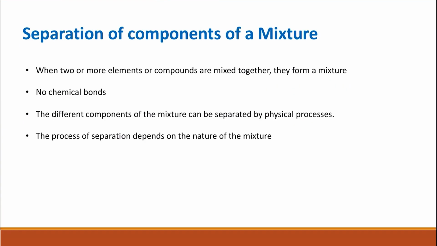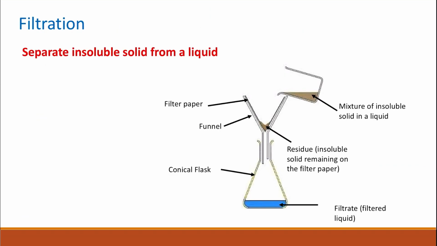A very common question in the exam comes where they ask you to describe a method that can be used to separate components of a mixture. The different components of a mixture can be separated by physical means, and that depends on the nature of the mixture. If you have an insoluble solid and you want to separate it from a liquid, then filtration is the method of choice. This is called the filtrate, the liquid that is filtered, and this is the residue that remains on the filter paper, which is your solid.